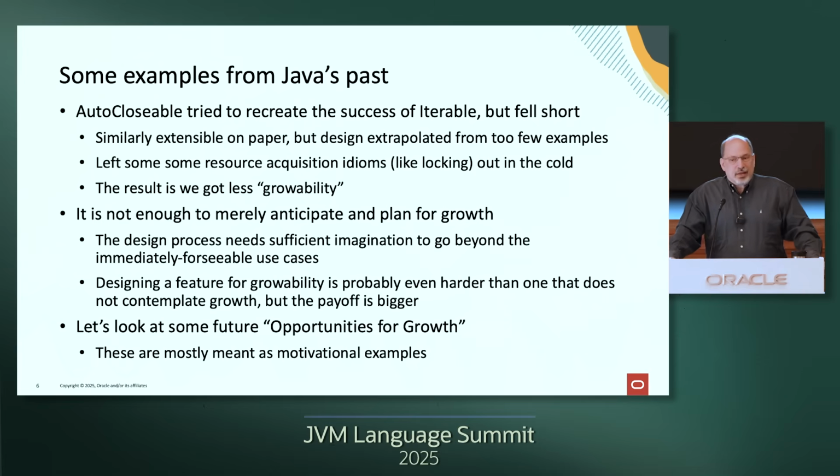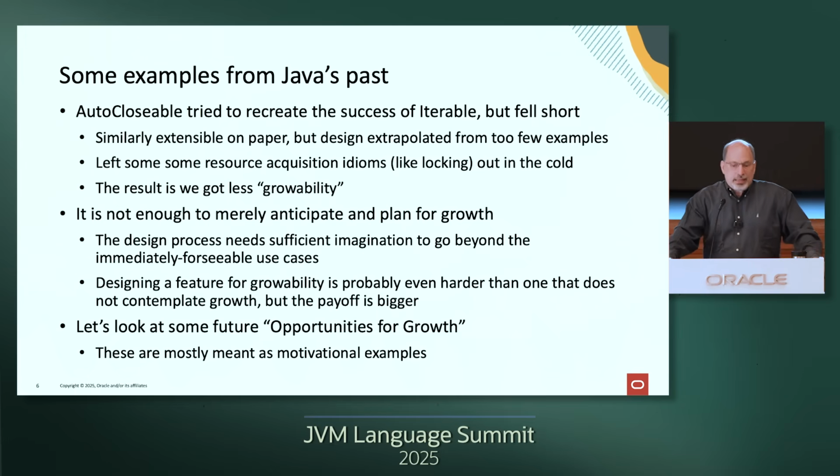In hindsight, this one feels less growable than iterable did. It's very much focused on a particular kind of resource acquisition, not accidentally. I'm sure there was a deliberate discussion to keep the scope narrow, and that's fine. But when you look at these two features side by side, you say, here's two features designed for growability. They both use the same mechanism for growability, but one was more growable than the other for whatever reason.